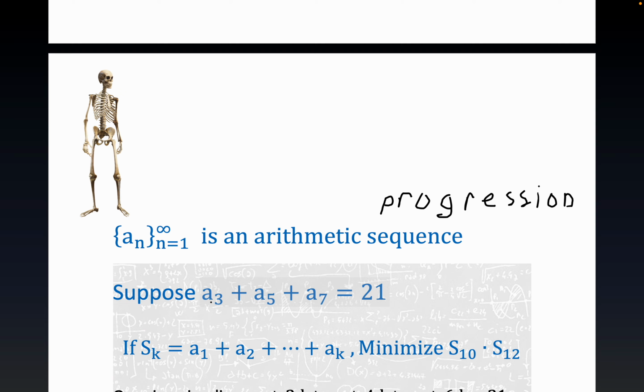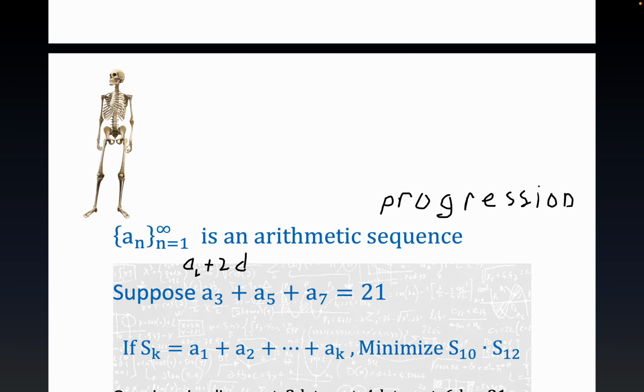Now a3 would be the third term in the arithmetic progression. Notice this would be the same thing as saying, if a sub 1 is the first term, this guy right here would be a sub 1 plus 2d, where the d is referred to as the common difference. Okay, this would be a1 plus 4d, a1 plus 2d, 4d, and 6d.